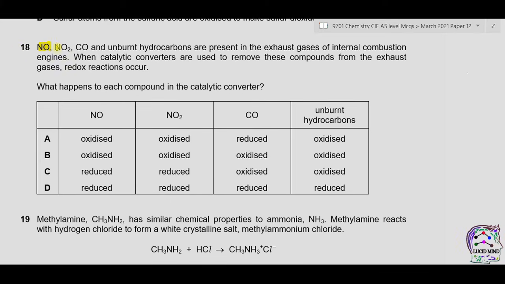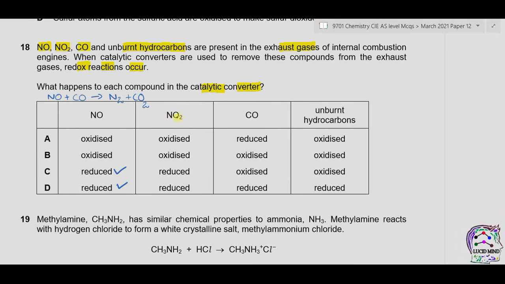Question 18. NO, NO2, CO and unburnt hydrocarbons are present in the exhaust gases of internal combustion engines. When catalytic converters are used to remove these compounds from the exhaust gases, redox reactions occur. What happens to each compound in the catalytic converter? First one is NO, nitrogen monoxide. In the catalytic converter, nitrogen monoxide reacts with carbon monoxide, and nitrogen monoxide is reduced to N2 while carbon monoxide is oxidized to CO2. So it is reduction of NO.